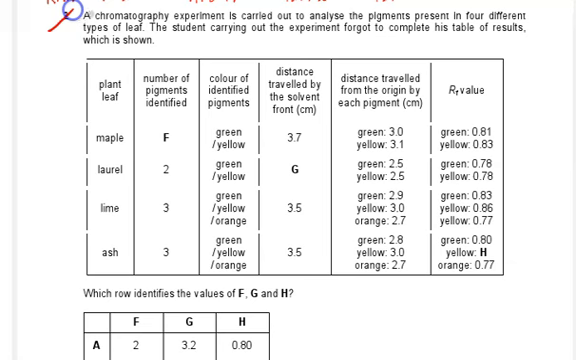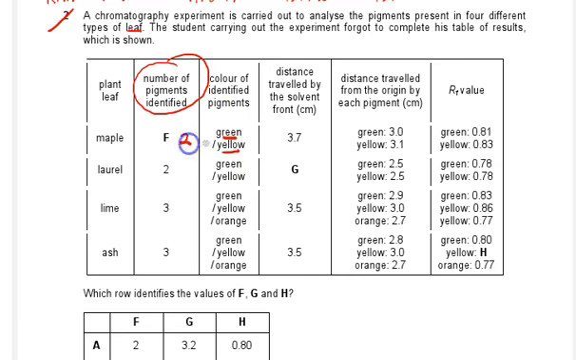Okay, number 2: a chromatography experiment is carried out to analyze the pigments present in 4 different types of leaves. The student who carried out the experiment forgot to complete his table of results, which is shown. Okay, this is the number of pigments identified. So here we have 2 pigments, okay, green and yellow.